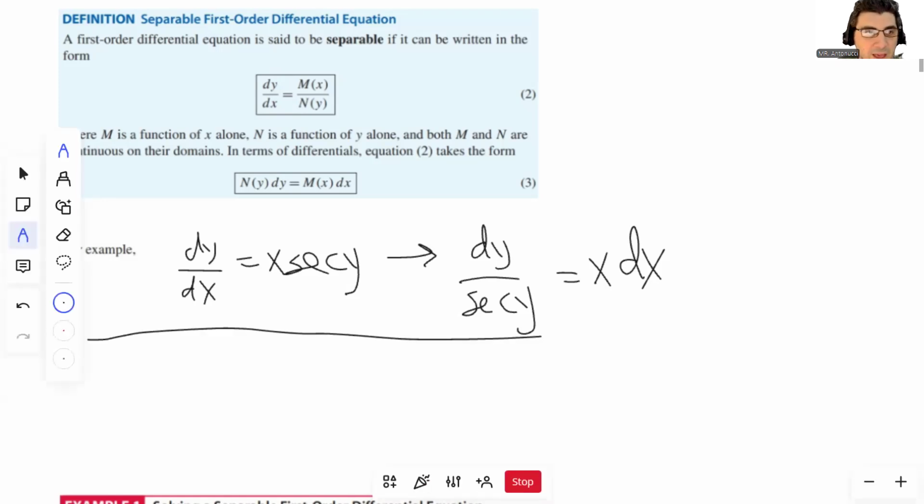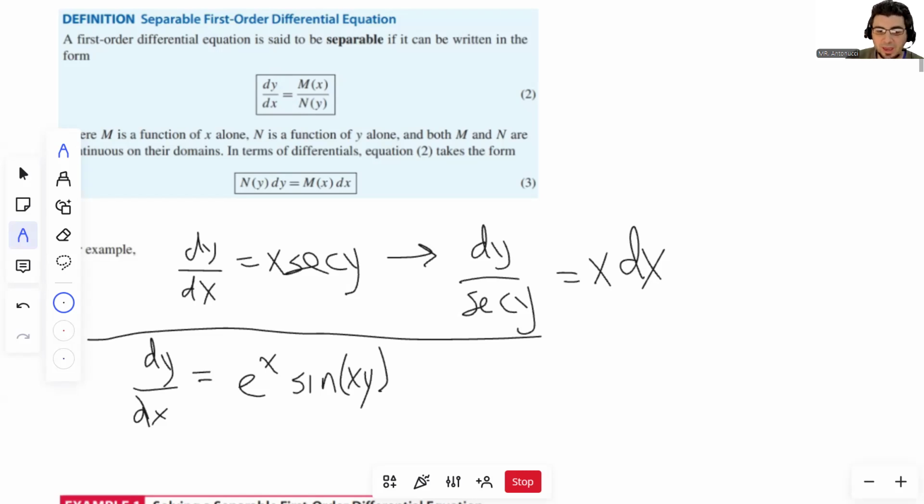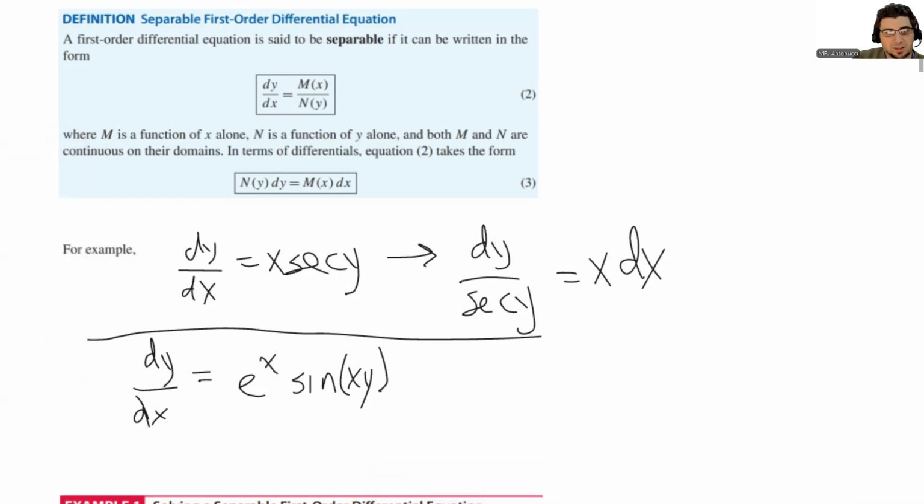Now, if I had an equation like this, dy/dx equals e to the x times sine of xy, this would not be separable because you can't separate it into just x's and just y's, because you have that sine of x times y.